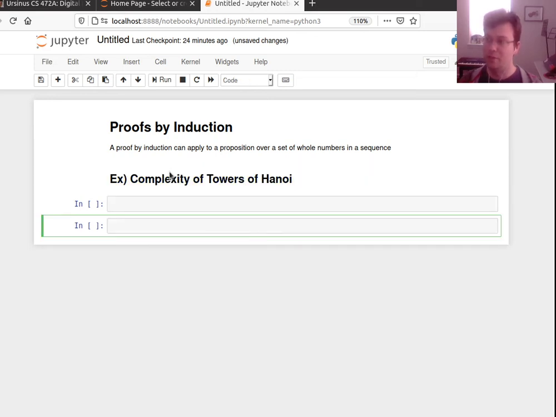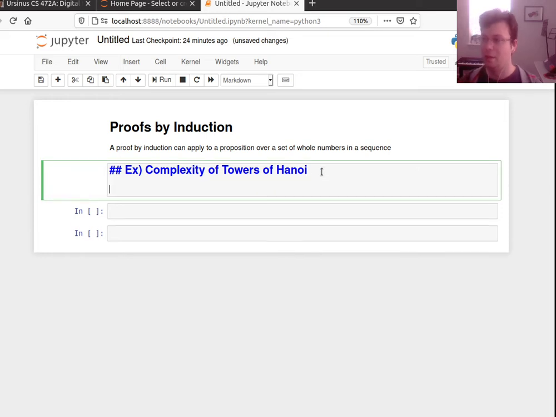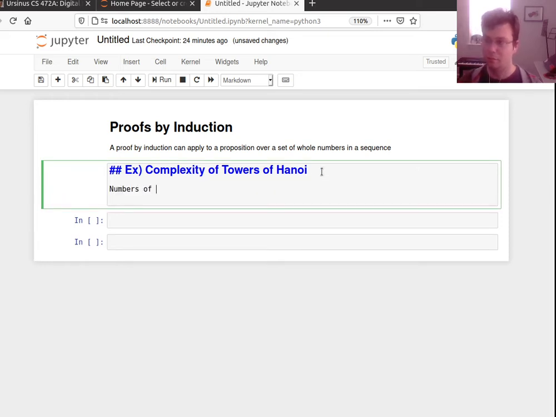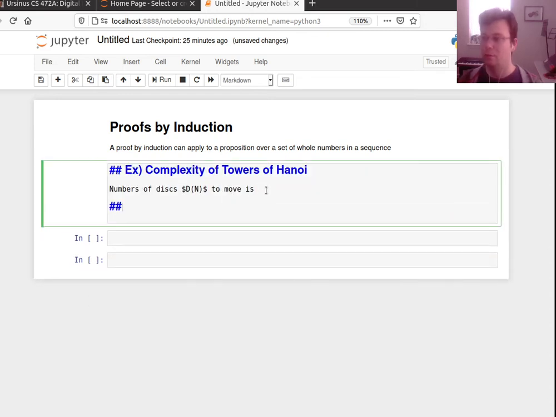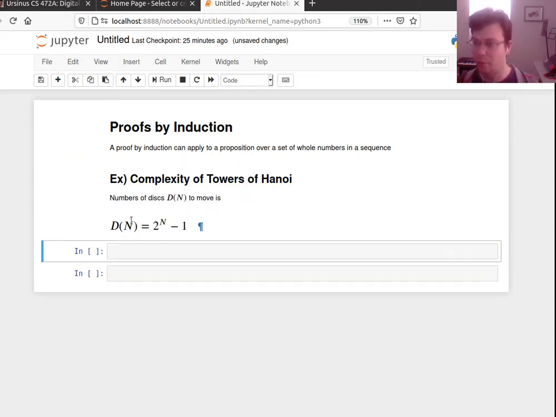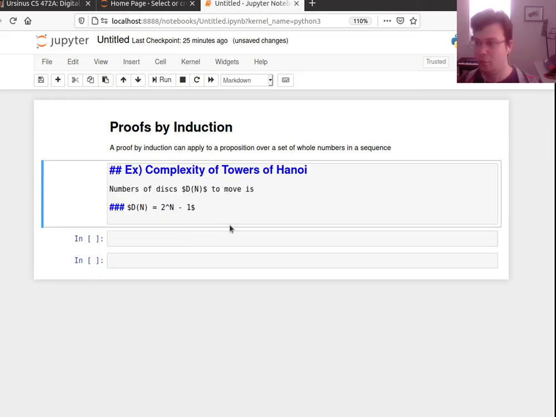Okay, so the proposition there is that the number of disks, I'll call it d_n, to move is d_n equals 2 to the n minus 1. That's what we saw a moment ago, right? So this is the proposition. And it works over all whole numbers n greater than or equal to 1.